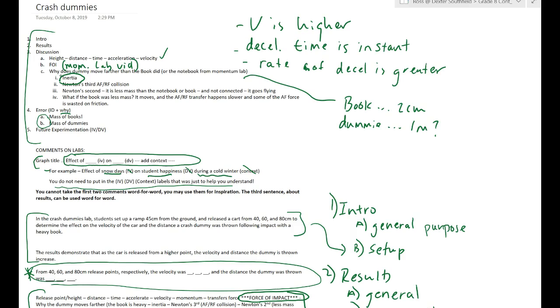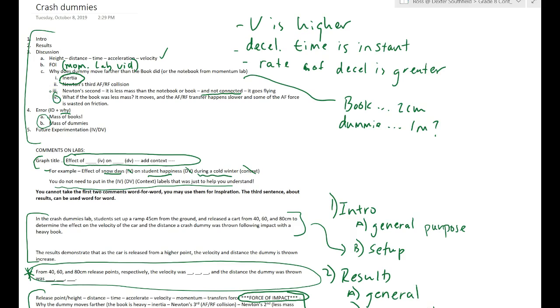When we think about the cart slamming into that book, the cart stops eventually. Yes, it bounces back, but eventually it stops moving. The book moves a little bit, but it stops moving pretty quickly as well. What we see moving for a lot longer and a lot further is that dummy, and that's because it's not connected. Right?